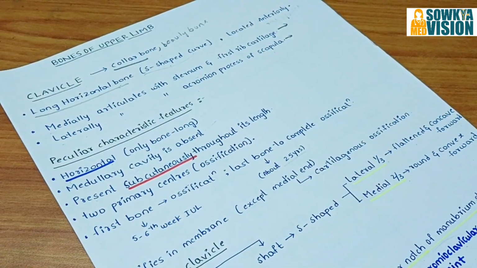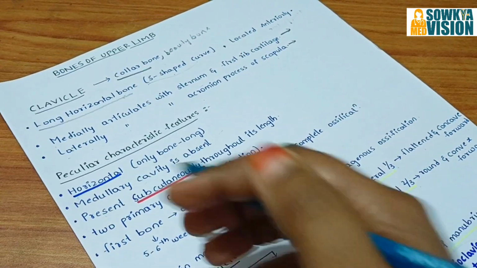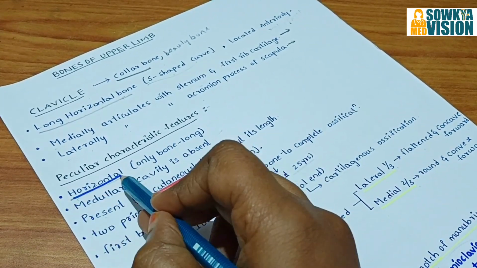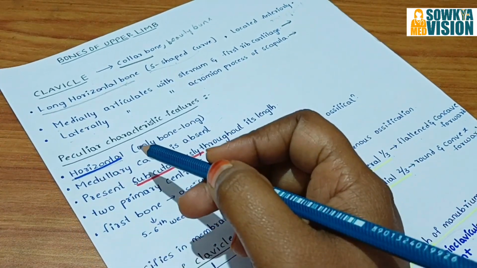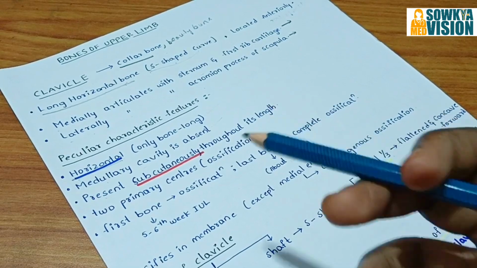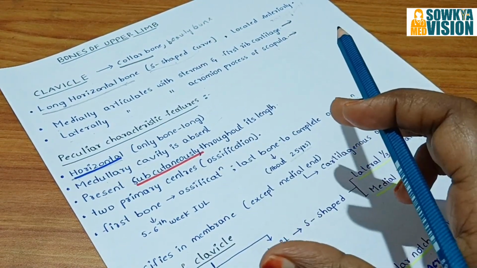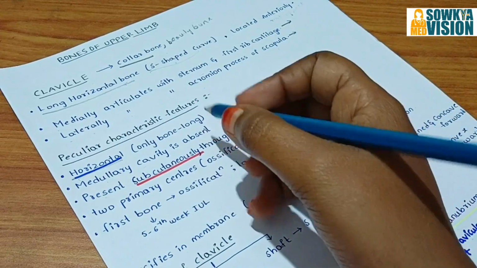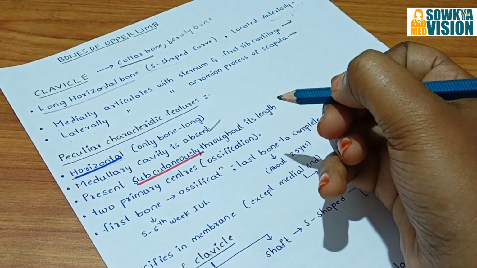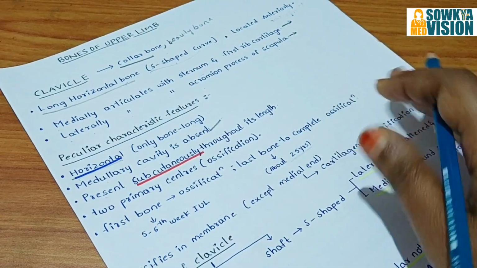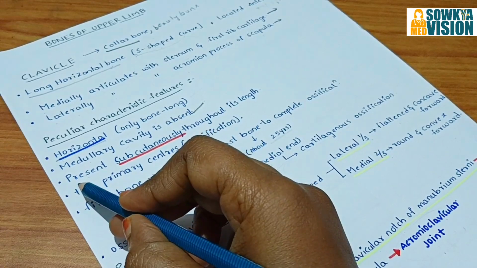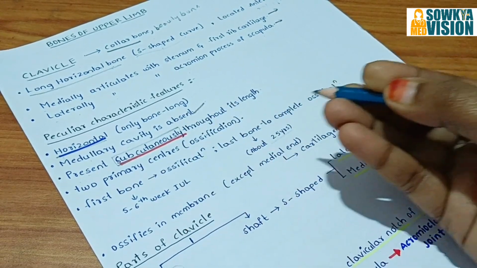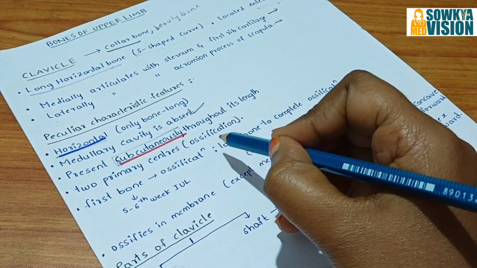Now let's see what the peculiarities of the clavicle are. As we said, a long bone should be presented vertically, but here it is presented horizontally, which makes it a peculiarity of the clavicle. And any bone in our body contains a medullary cavity, but exceptionally in the clavicle the medullary cavity is absent. Now, as I said, the clavicle is presented prominently at the neck region because it is subcutaneous. It is not so deep as other bones.